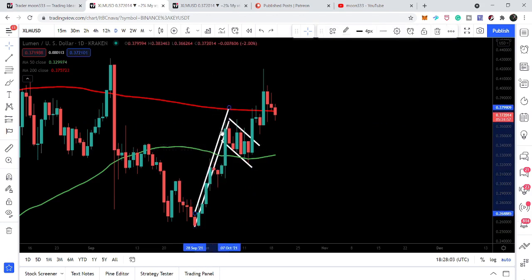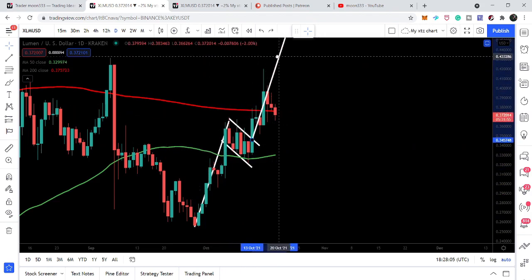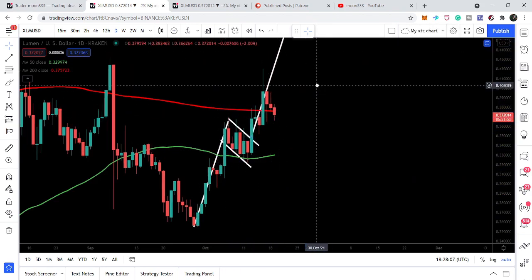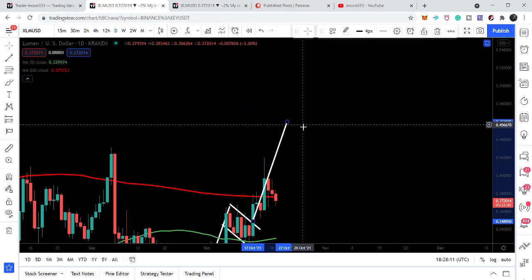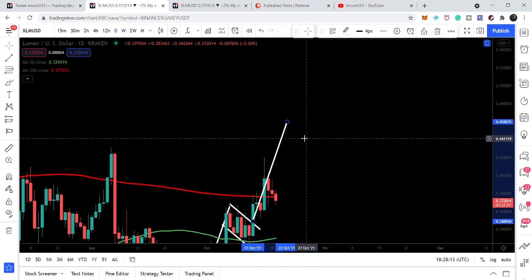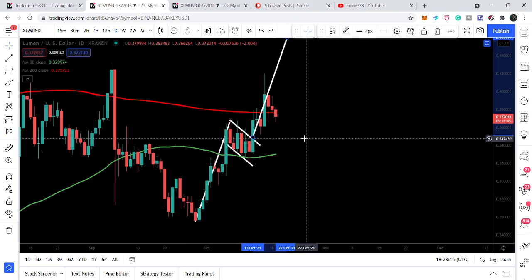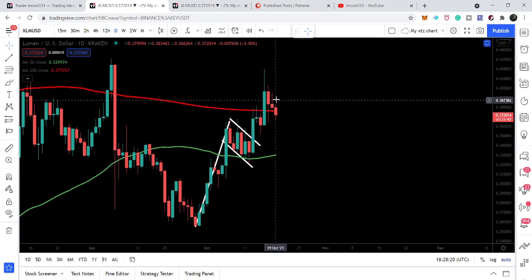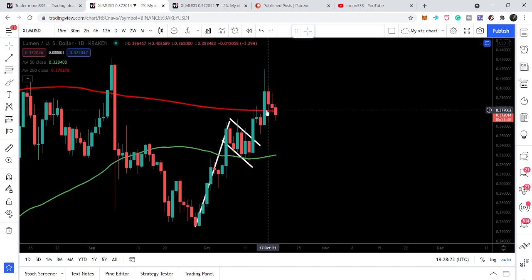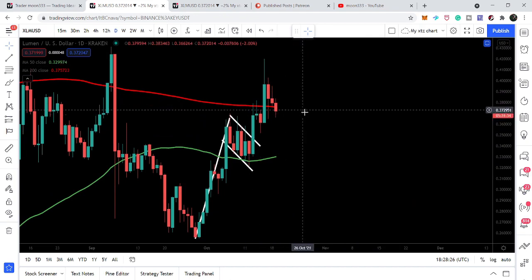That is the length of this pole, and if I place it here at the breakout point, then you can see our next target is approximately at 46 cents. I also showed you that the price line broke out the simple moving average 200 on the daily time frame, and it was being accumulated above this 200 simple moving average, and I told you that it can work as a nice support.